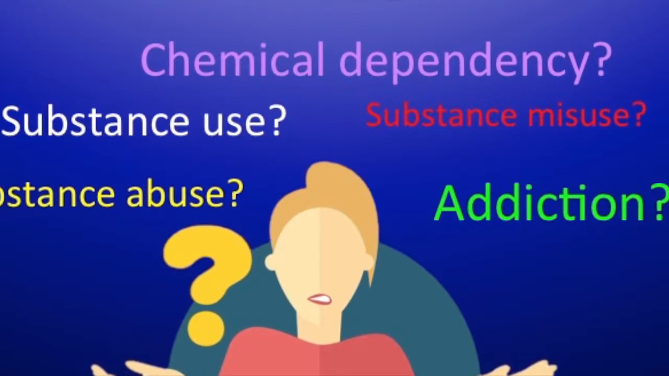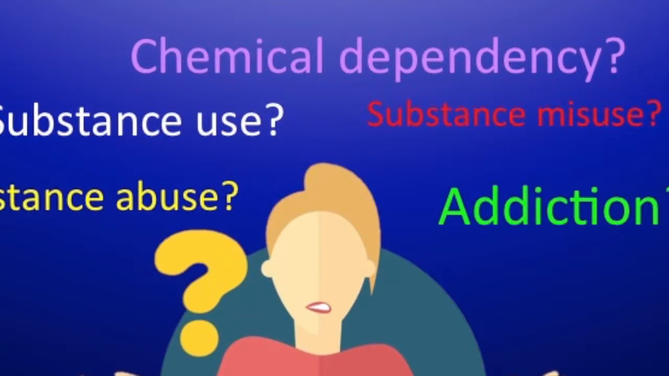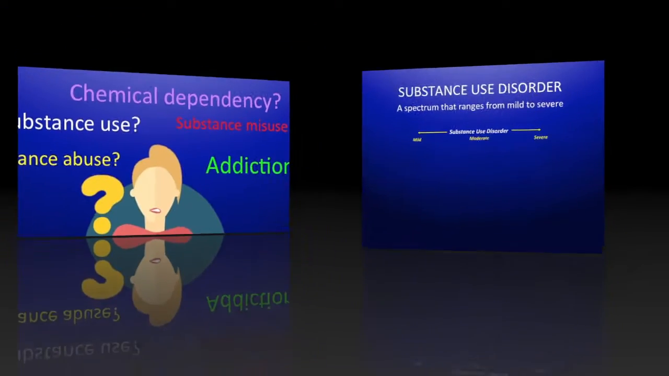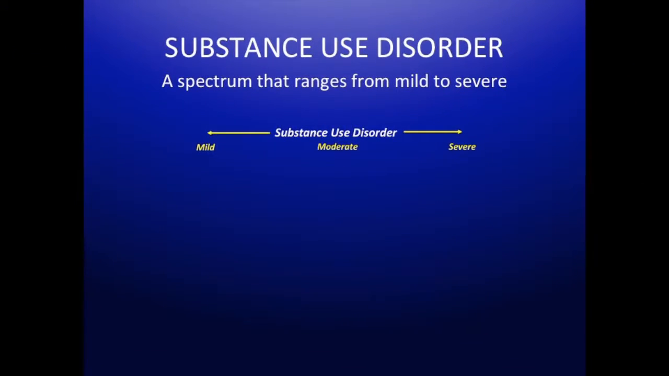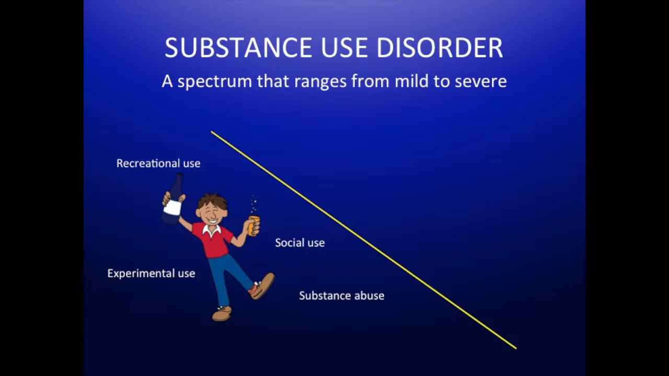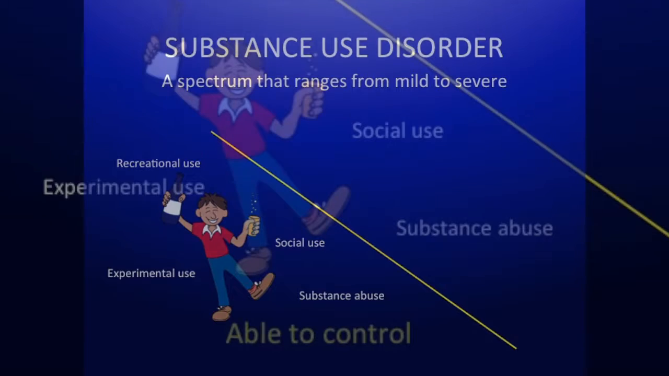The first thing we have to do is to get clear about the definition of all these terms. So let's start the discussion by saying most people have a general awareness that substance use occurs on a spectrum that ranges from mild to severe. So terms like social use, substance abuse, experimental use, recreational use, these would all be found down on the mild end of the spectrum. The implication here is that the user has control over the use.